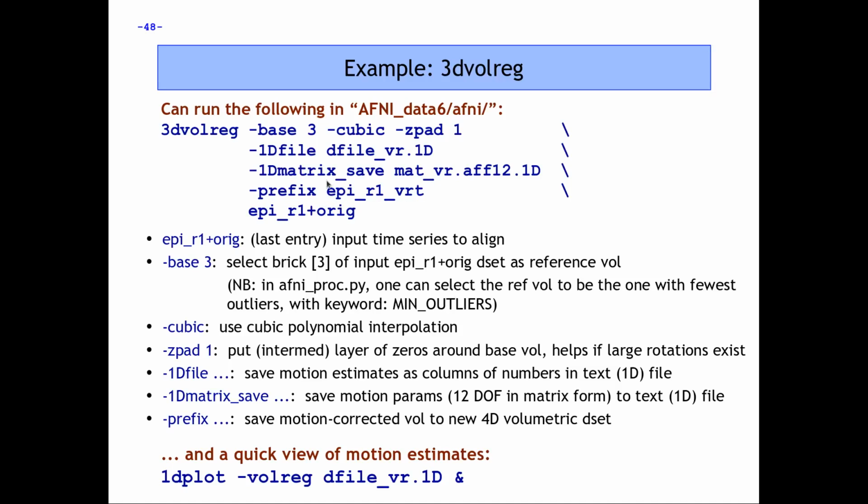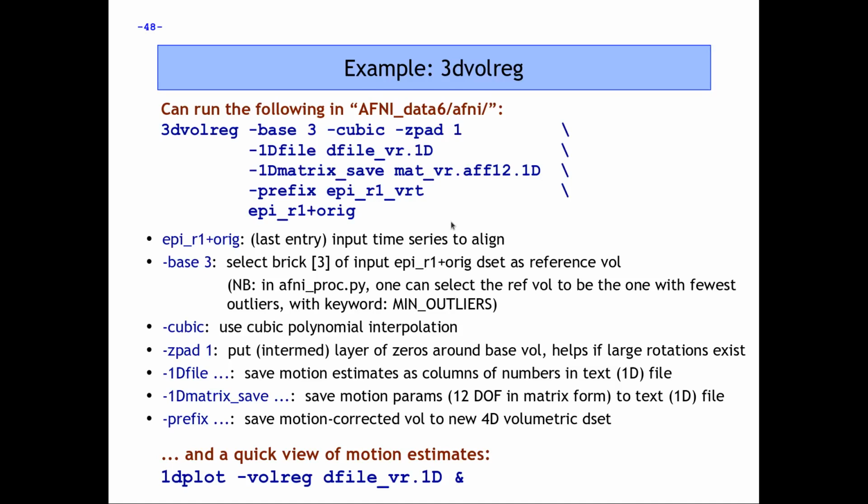As we mentioned in the first talk, this is not what we would use in processing, but this can be useful to just visually verify that we got rid of motion. This file will save the motion parameters, the history across time, and this will save the 12 degree of freedom matrix form of them across time. Okay, so that's a description.